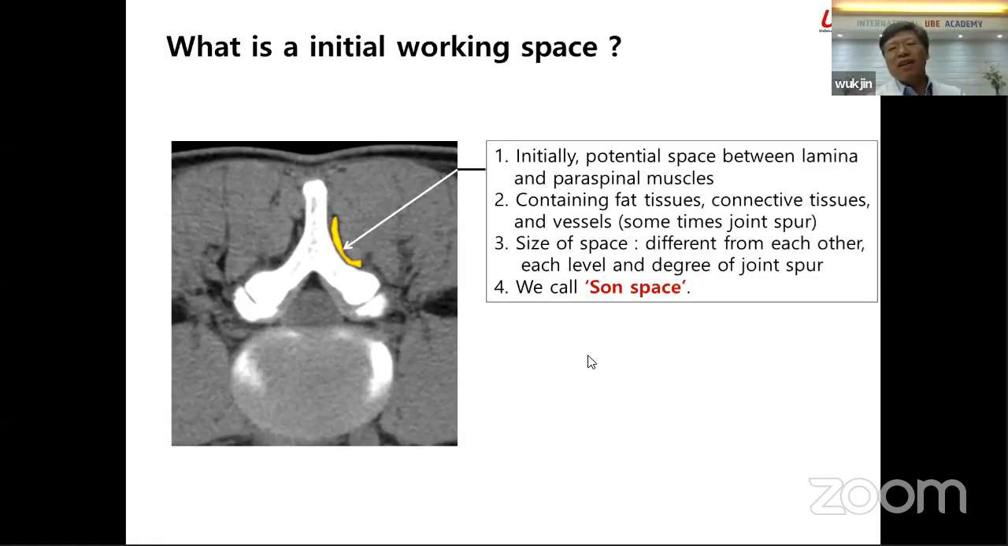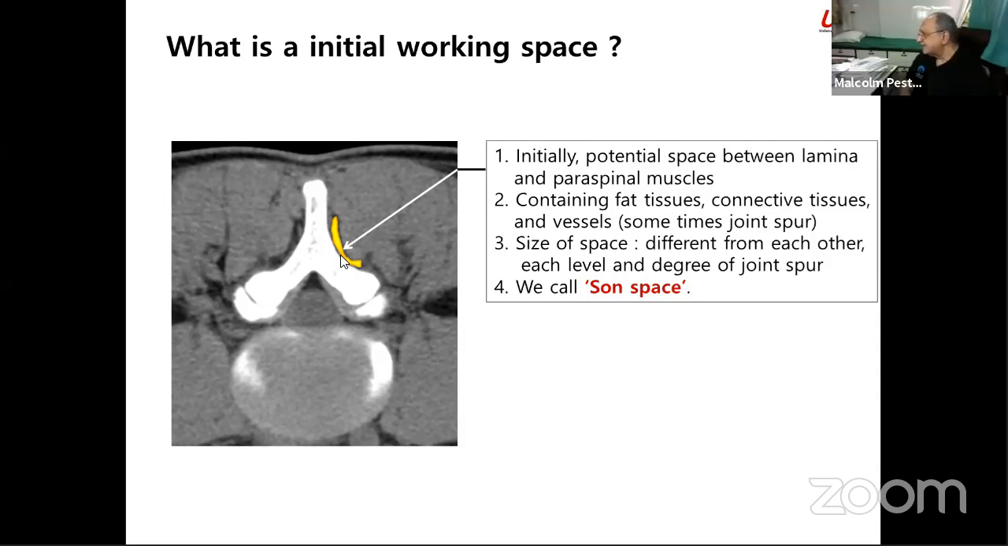Okay, this one. The Sonja space is very important to make the initial working space. You can see here the paraspinal muscle, the lamina, and here potentially some fat tissue and connective vessel. Normally, initially, this is just a potential space, but we can check it in the preoperative MRI.